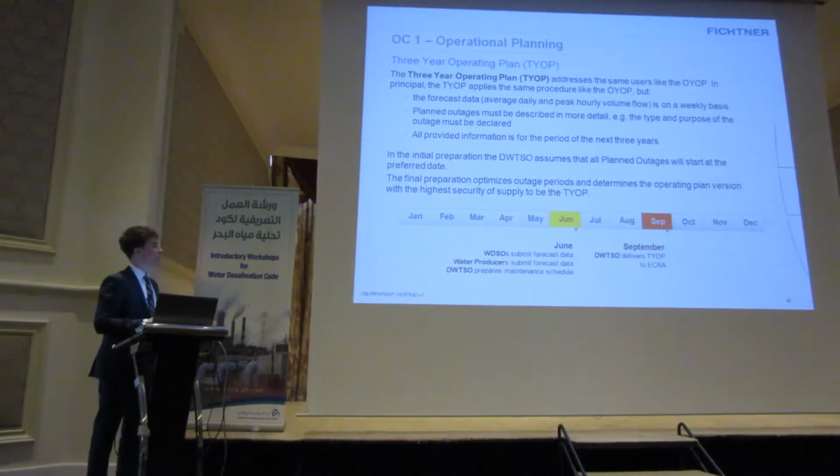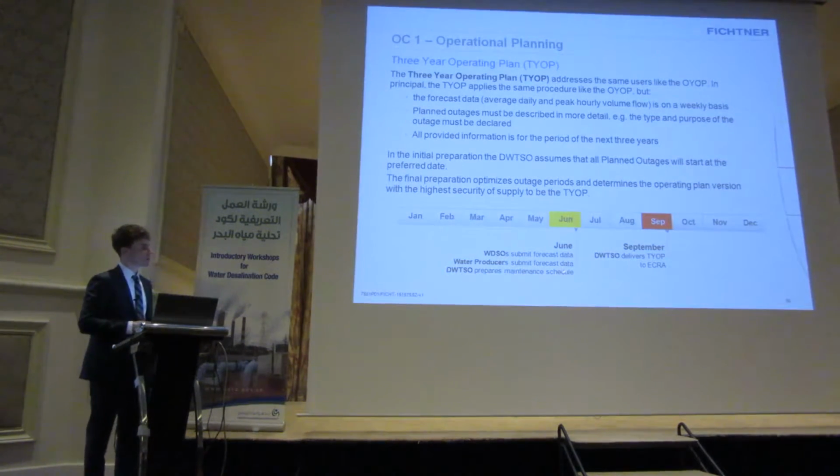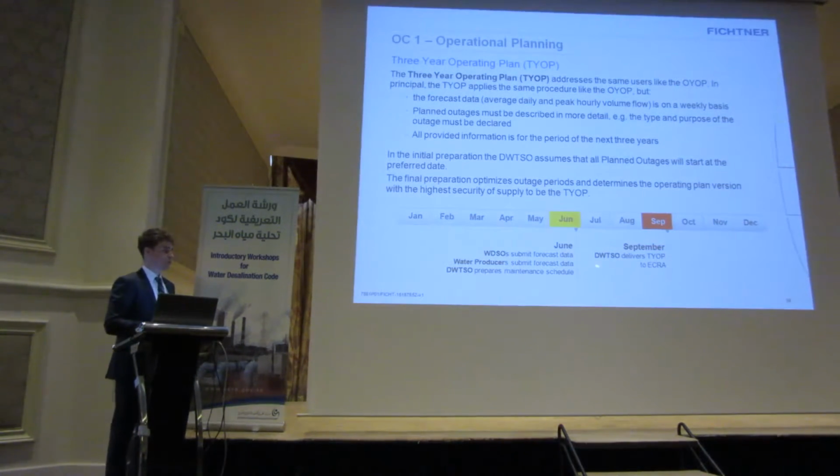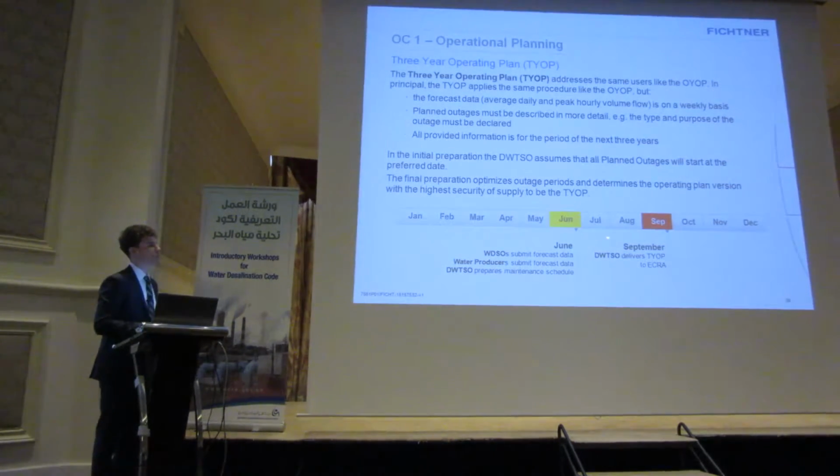And of course also planned outages have to be described, but in the 3-year operating plan in more detail. The code foresees that distributors and producers also say what type of maintenance it will be and the purpose of the outage, and of course the start and end date. The timeline is a little different. The data has to be submitted until end of June, and the delivery of the 3-year operating plan is, like the 1-year operating plan, in September. The plan has to be delivered to ECRA, and like in the 1-year operating plan, any issues of concern have to be highlighted.